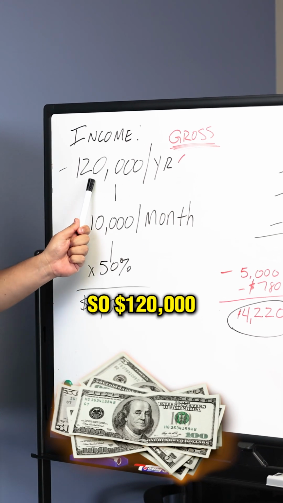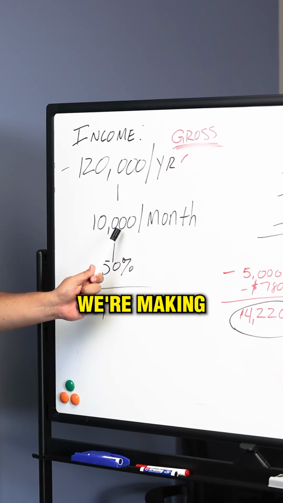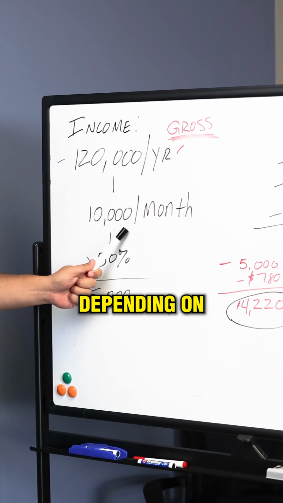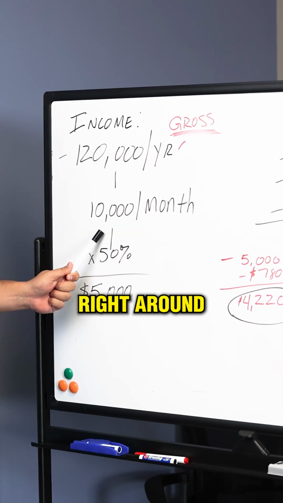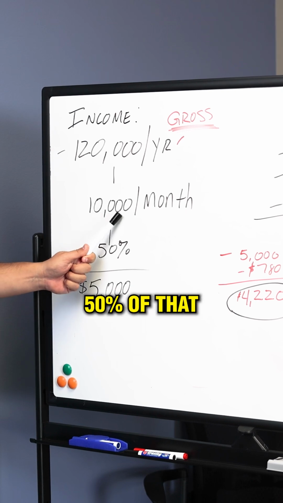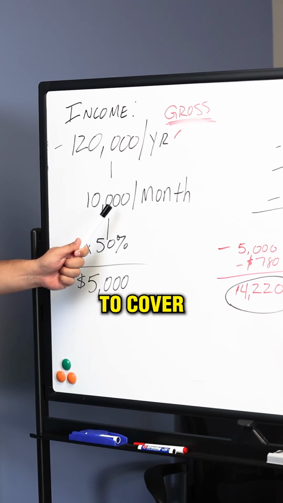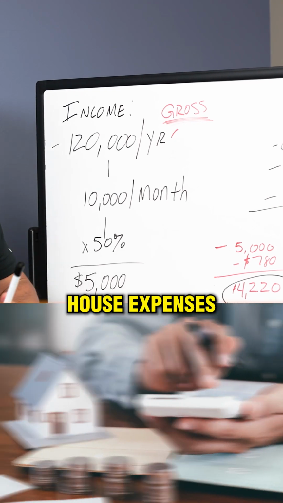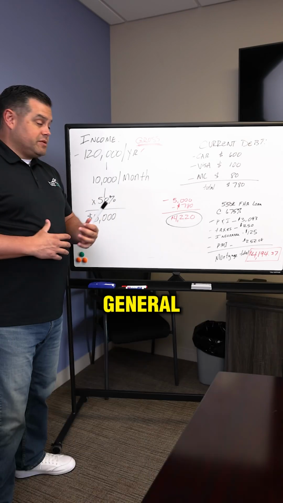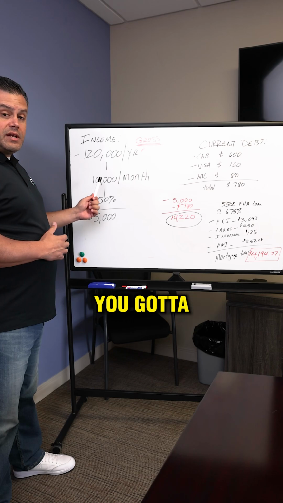So $120,000 a year, we break it down monthly, right? That means they're making $10,000 a month. Roughly, depending on the certain loan program, we're going to give you right around 50% of that. They're going to allow 50% of that to go toward your total debt, okay? Because they want to allow 50% of it to cover you. You have entertainment, household expenses, you have other stuff, life in general. They're not going to give you the full $10,000. You've got to have something to live off of.